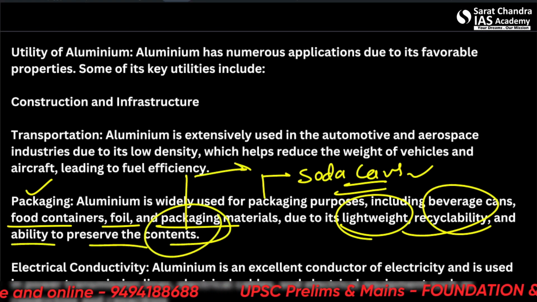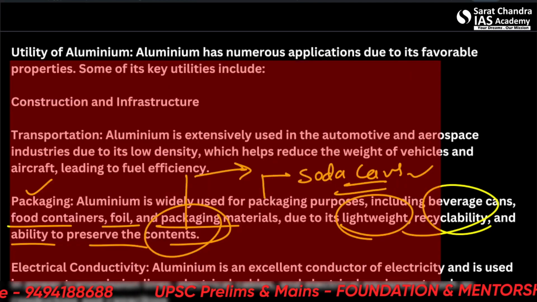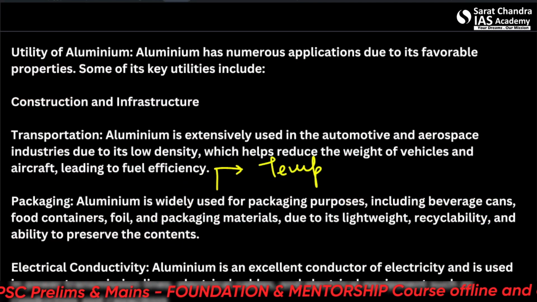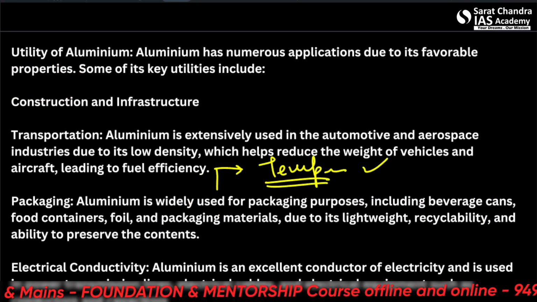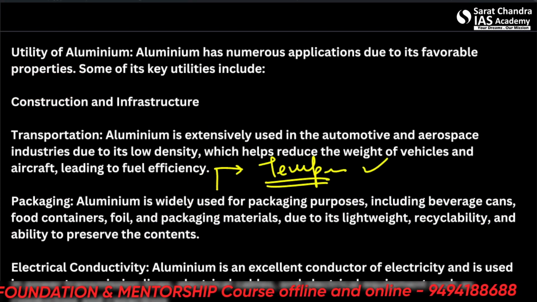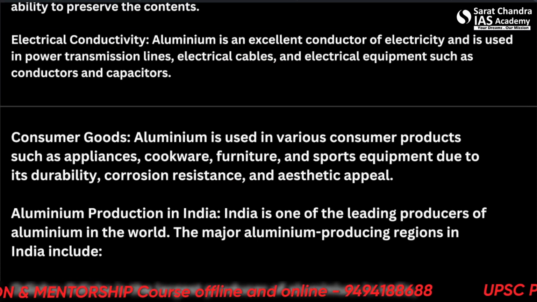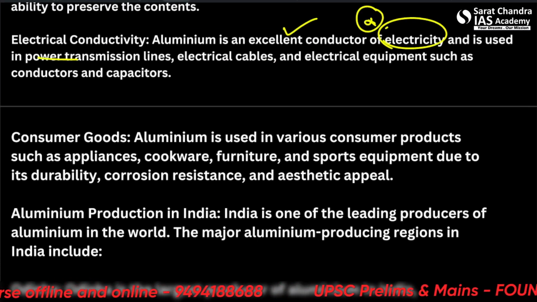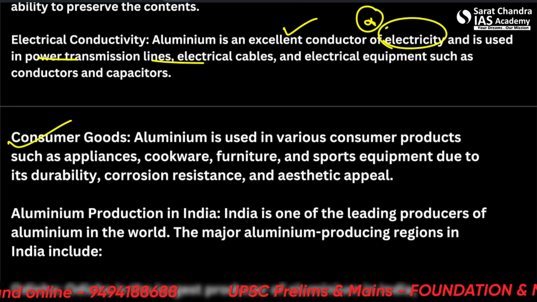It also offers resistance to thermal conductivity. Not a perfect insulator, but it offers some kind of insulation. All right. What about electrical conductivity? It's an excellent conductor of electricity. Please remember, it is used in power transmission lines. It also helps in making consumer goods. Now, aluminum production in India.